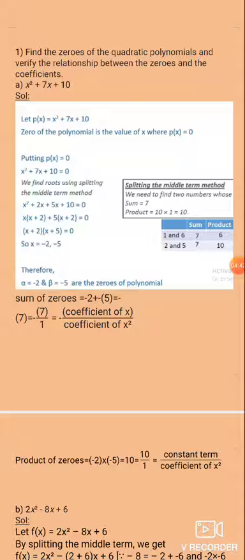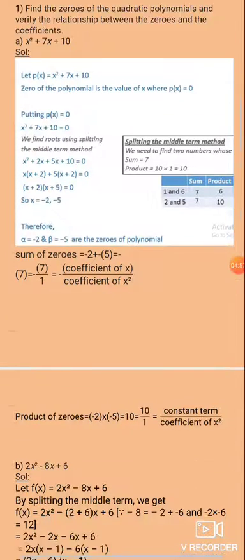After that, the product of zeros: minus 2 into minus 5 is equal to 10. It can be written as 10 by 1, that is, the constant term by the coefficient of x square. Now the second question, listen carefully.